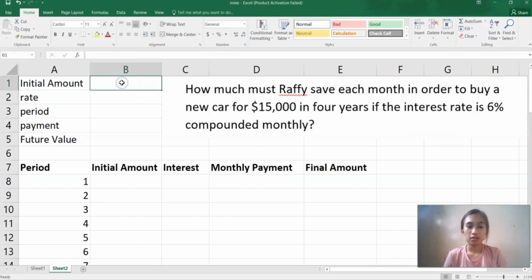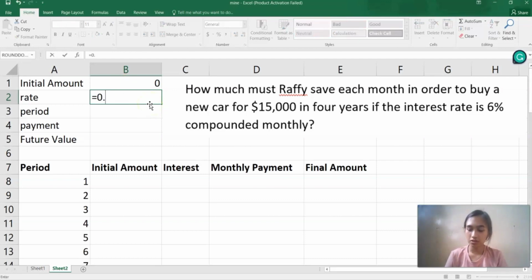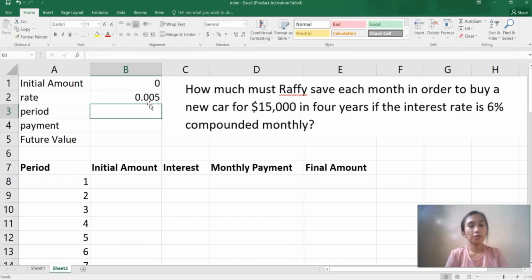So our initial amount, since we don't have an initial amount, we put 0. And our rate, now to solve the rate, we have to divide our interest rate, which is 0.06, by our frequency of conversion, which is monthly, compounded monthly. And our rate is 0.005. Now to get the period, we have to multiply our time by our conversion. So we have 4 years multiplied by 12. So we got 48 periods.